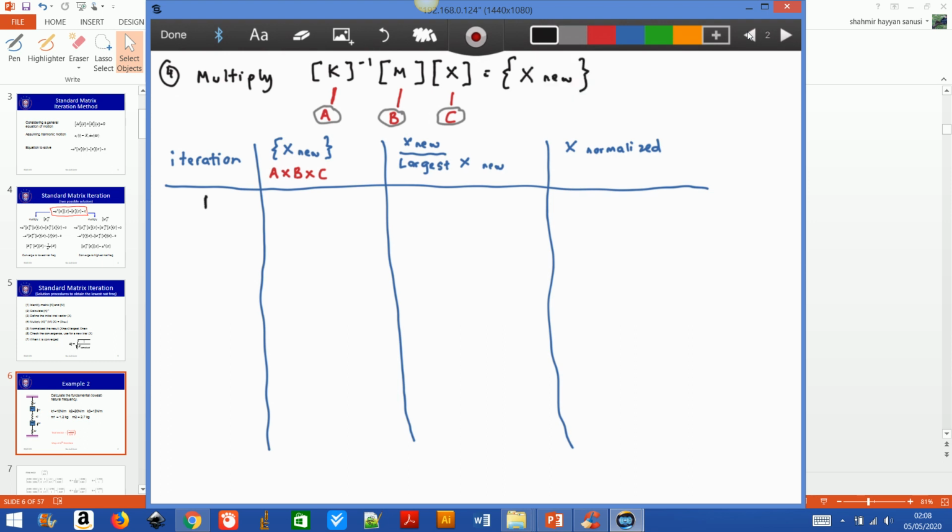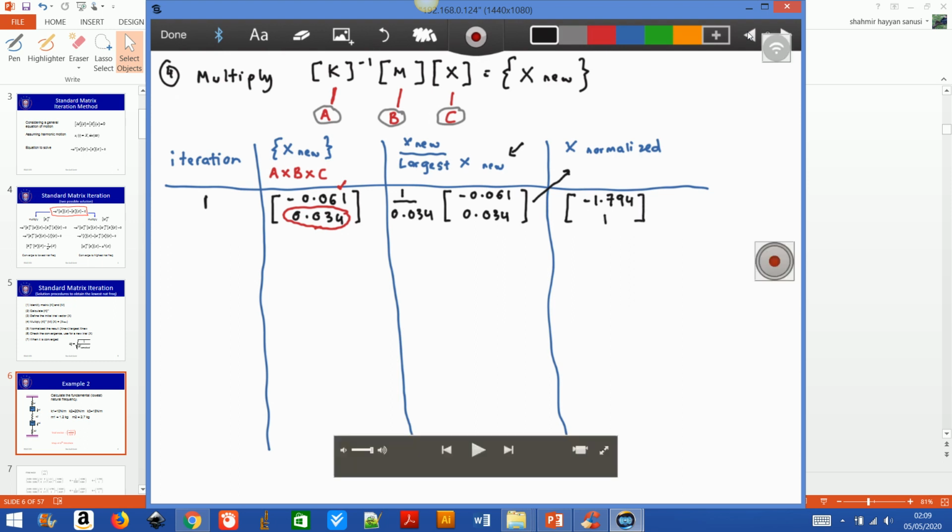So for the first iteration, I put everything in my calculator. So I will get the new x new as negative 0.061, 0.034. So the next column, if you see x new divide by largest x new. So from here, the largest x new is this, because this one is negative, so the largest is this. So you can write it as 1 over 0.034 multiplied by negative 0.061, 0.034. And then when you calculate these, you will get your x normalized, which is negative 1.794 and 1. Okay, you need to do this yourself or else you won't understand.